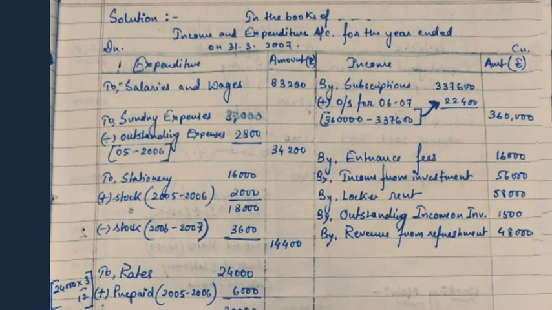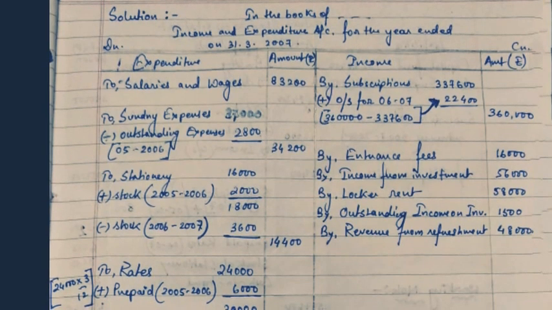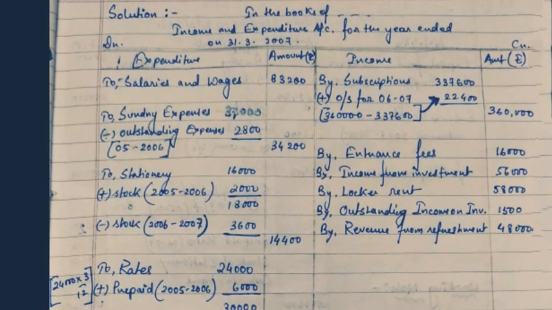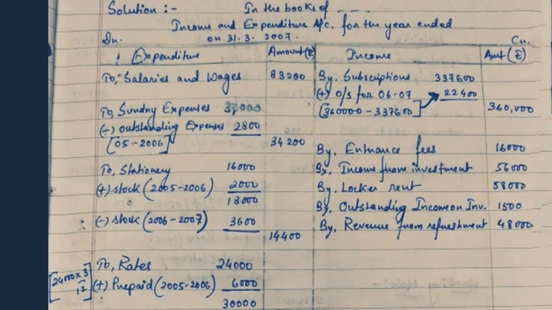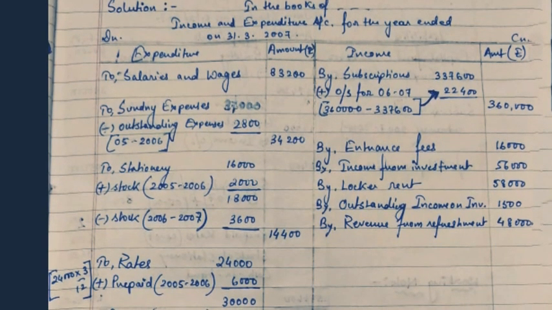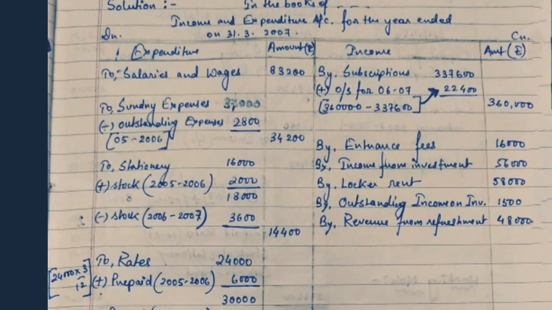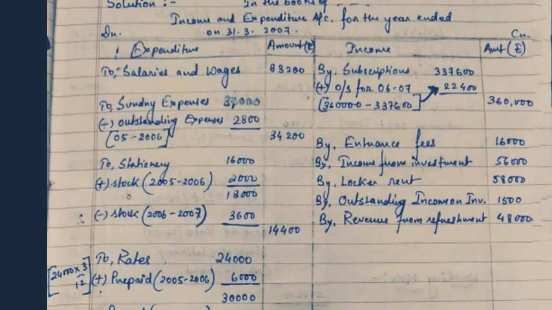Now the sundry expenses amount is 37,000. From that, outstanding expenses which is included in 37,000 for the year 2005 and 2006 has to be deducted. So the net amount we get is 34,200.